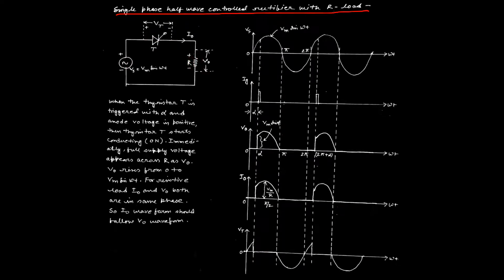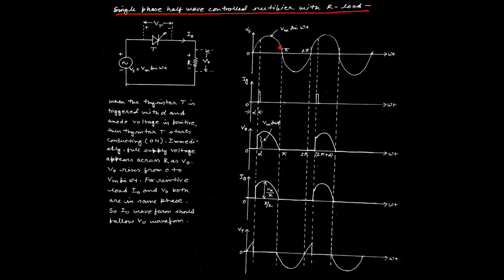That is why, in the case of load voltage, where alpha is the point at which we are giving the gate pulse, from alpha to pi the voltage should follow the input voltage. That means the output voltage has the same waveform as the input voltage. That is why this is called the output voltage waveform.